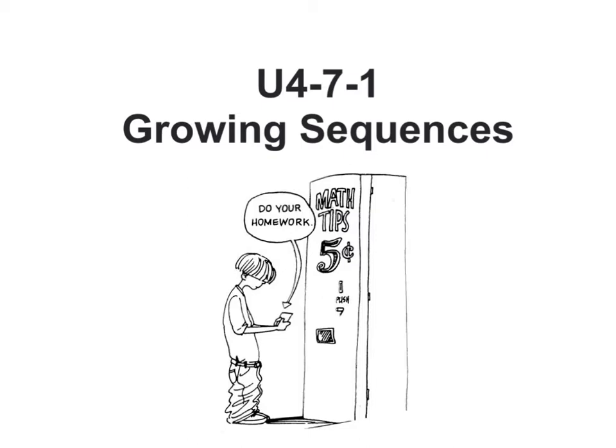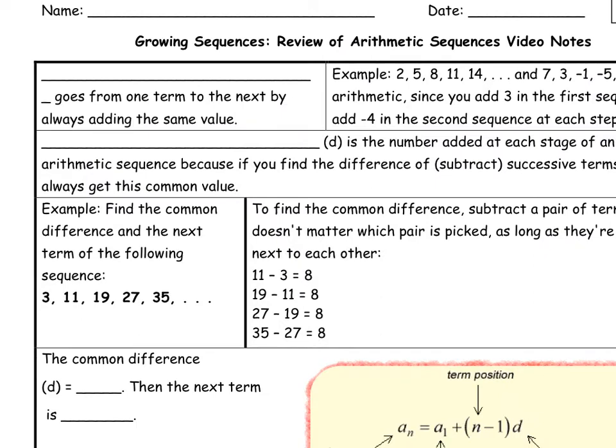We're going to take a look today at growing sequences, and so we've talked about arithmetic sequences at the end of Unit 2, Part 3. So we're going to revisit arithmetic sequences for just a little bit, and then we're going to take a look at a different kind of sequence that's not arithmetic, and that's pretty much what this unit is going to focus on. So let's go ahead and get started. We're going to start by reviewing arithmetic sequences.